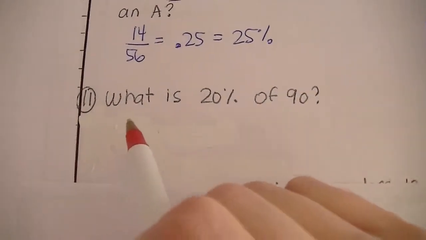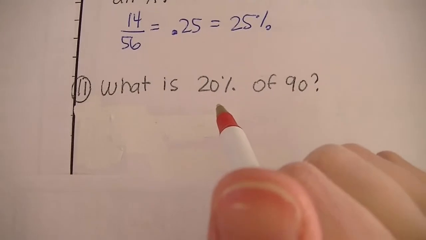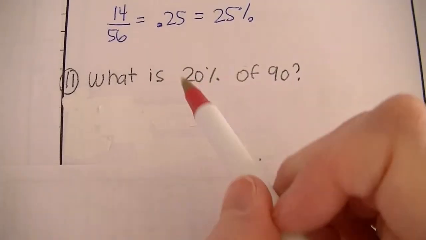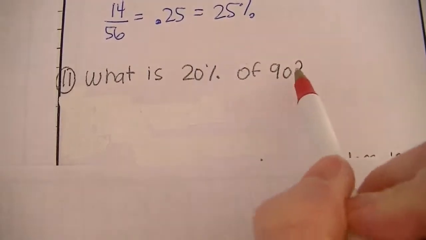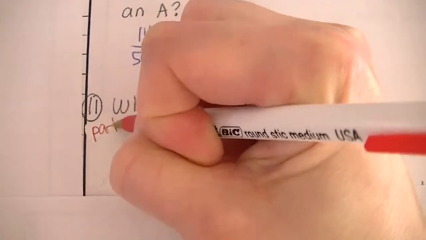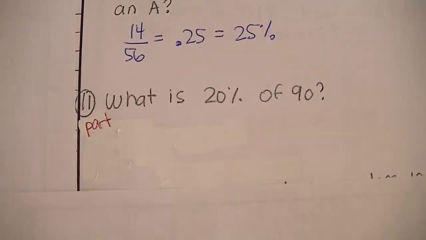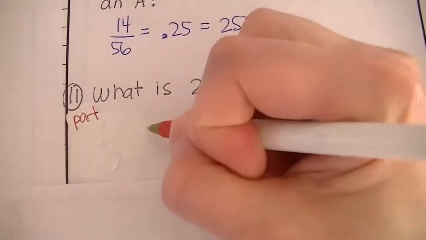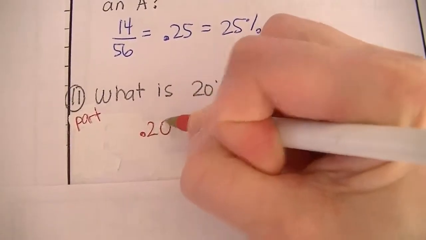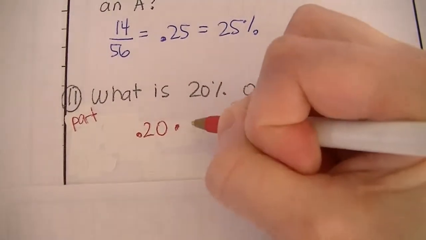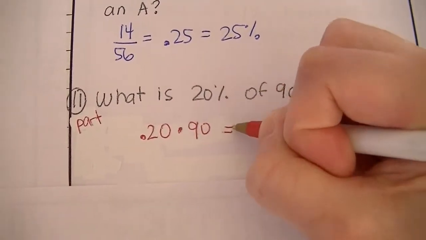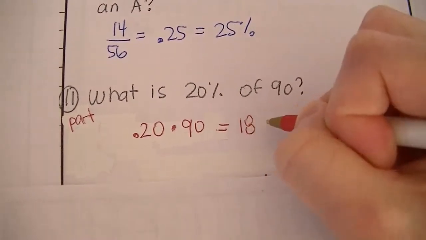So for number 11, it says, what is 20% of 90? So you should know that you are solving for a part, because we're looking for just 20% of this whole 90, okay? So I'm going to write part right there and use any one of the equations that you have memorized. I'm going to go decimal version of the percent times the whole, which is 90. And when I go 20 hundredths times 90, I would get 18.